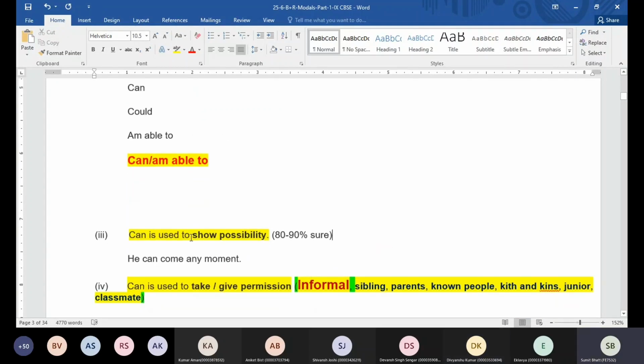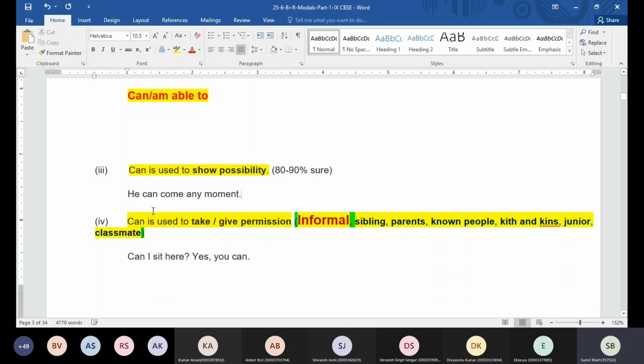Can is also going to be used to show possibility. When you are sure that something is going to take place and there's an 80 to 90% chance of it happening, in that case we can use can. For example, there's a person whom you have invited and you say he can come to your house. That means you're already sure, 80 to 90%. You can say he can come any moment, which means there is a higher possibility.